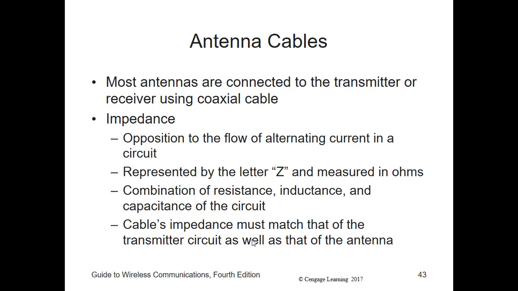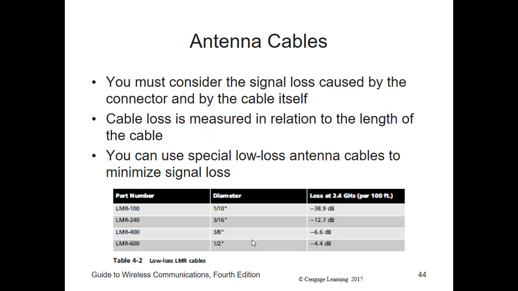So when you need to connect an external antenna and it is not possible to attach directly to the transmitter output, you must consider the signal loss caused by the connectors and by the cable itself. Also, all conducting materials add a resistance to the flow of electricity on the wire. This is particularly important in antenna cables and even more important in equipment that transmits at very low power, like those used in our 802.11 wireless LANs. Cable loss is measured in relation to the length of the cable. The longer the cable, the more loss.